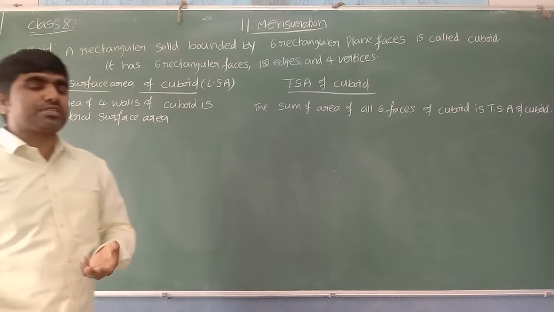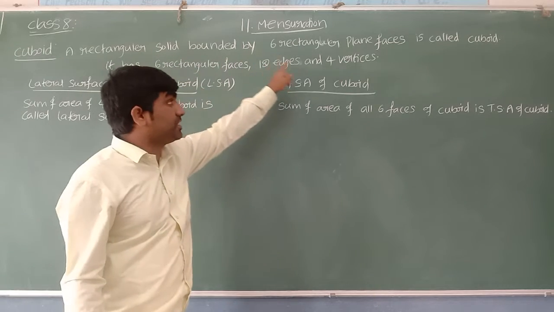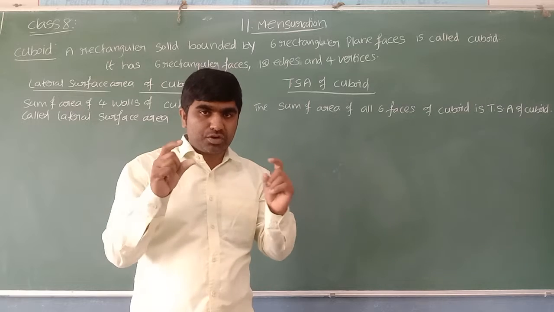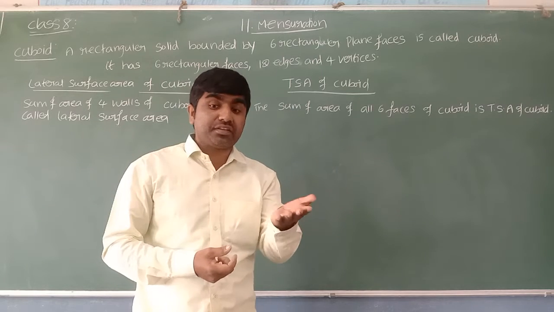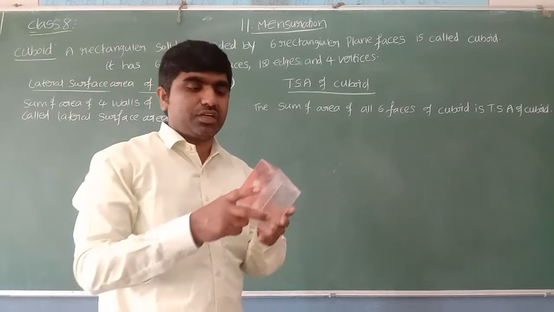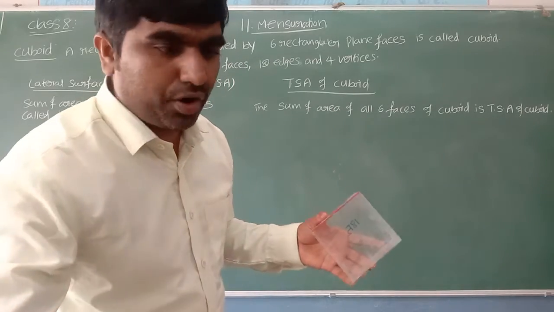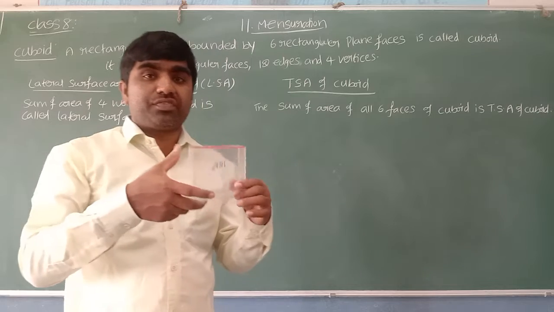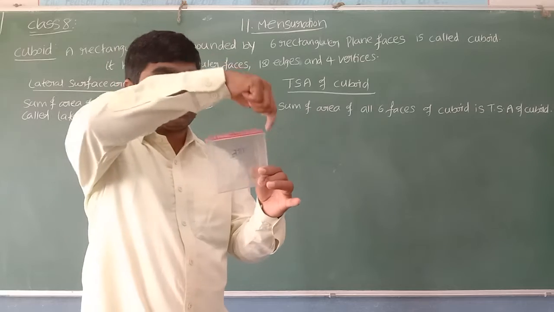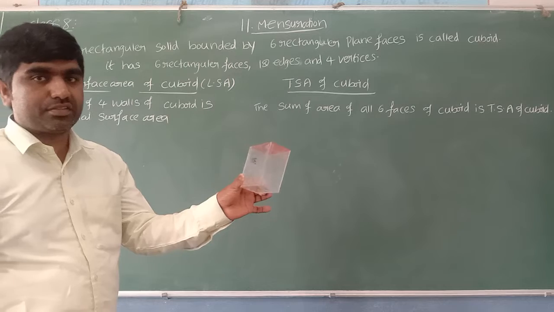You can see many objects in cuboid shape. A cuboid is nothing but a rectangular solid bounded by six rectangular plane faces. A compass box is a cuboid. Your math textbook is a cuboid. You can see one object here, it is a cuboid. The duster is also a cuboid. It has six rectangular faces. You can see here 1, 2, 3, 4, 5, 6. It has six rectangular faces. It is called a cuboid.